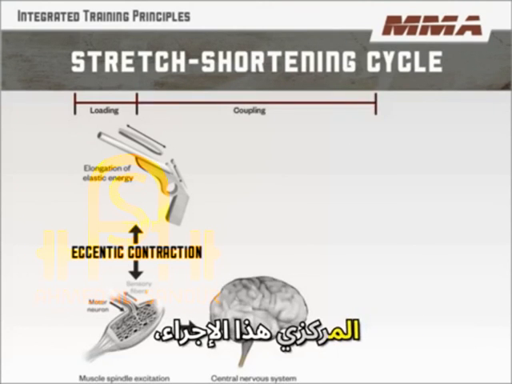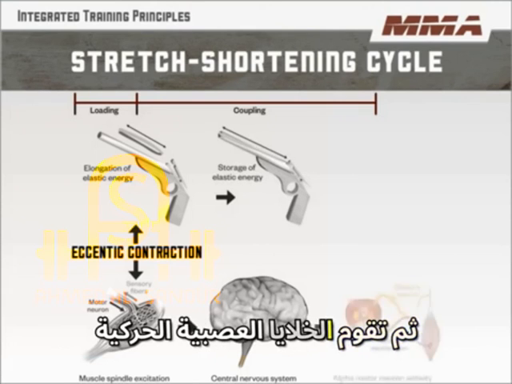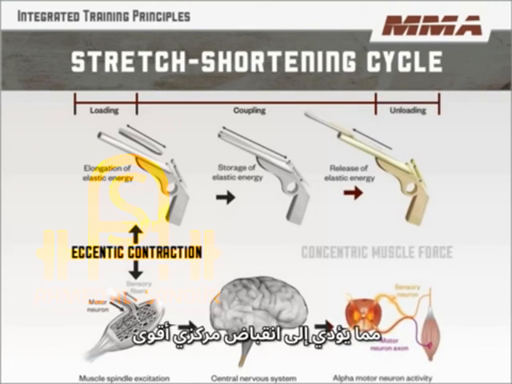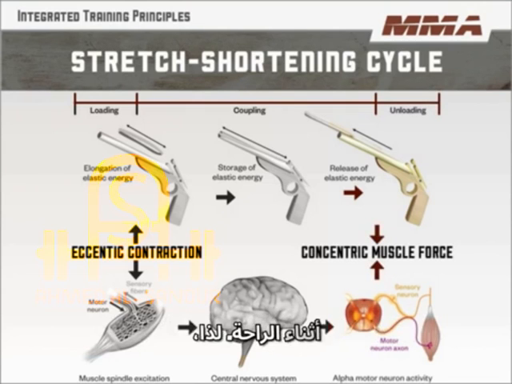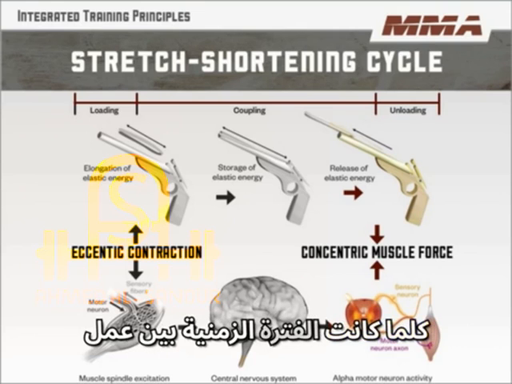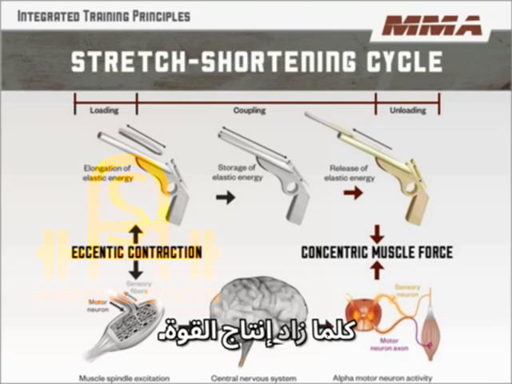When the central nervous system senses this action, it starts to store potential energy. Then motor neurons release this energy, which produces a concentric contraction that's more forceful than what resting muscles generate. So, the shorter the amount of time between the eccentric muscle action and the concentric contraction, the greater the force production.